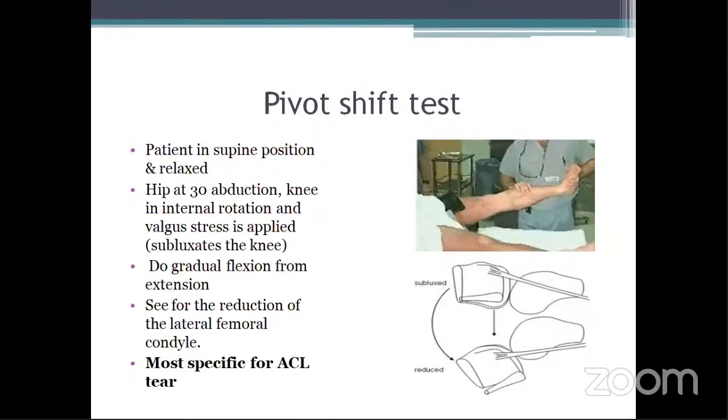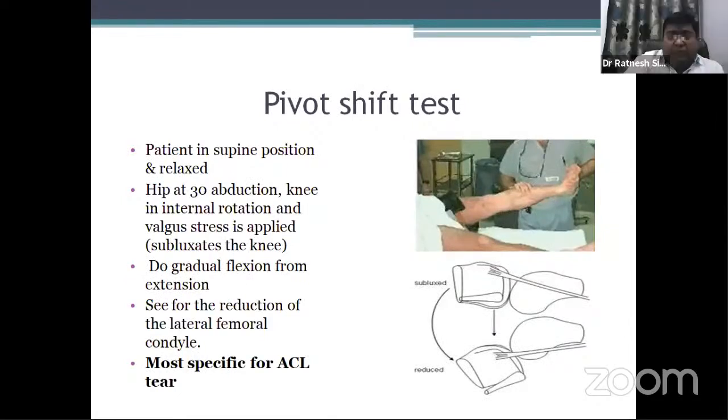Pivot shift. This is also done to check the integrity of ACL. Patient lies in supine position and relaxed. Hip at 30 degrees abduction. Knee in internal rotation and valgus stress is applied. This maneuver subluxates the knee. Now, gradual flexion is done from extension, and you see the reduction of the lateral femoral condyle. It is specific for ACL tear.